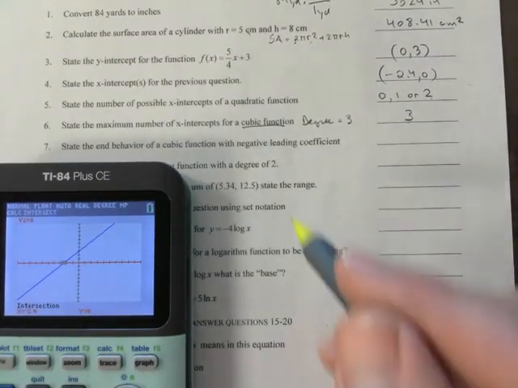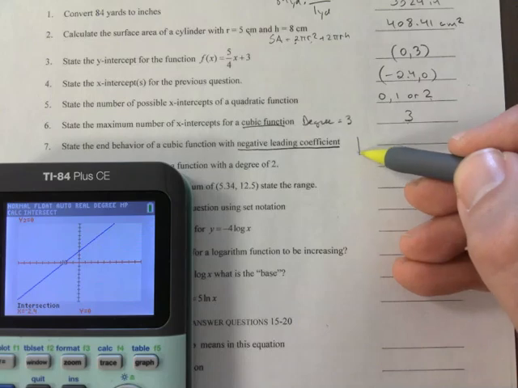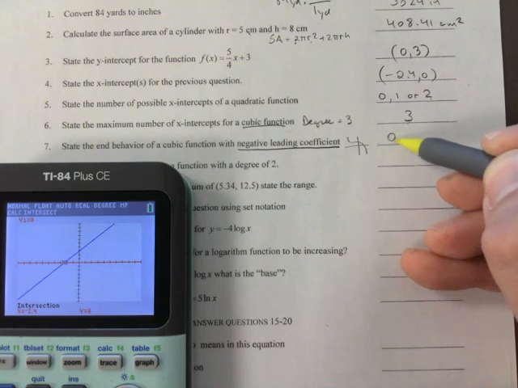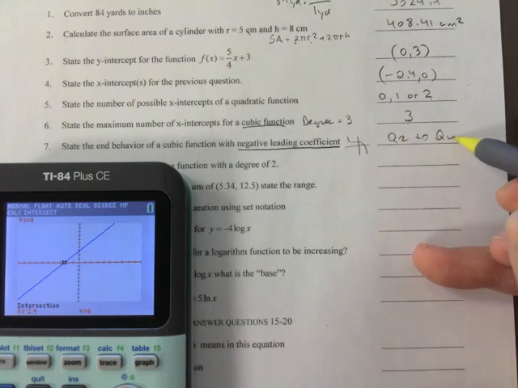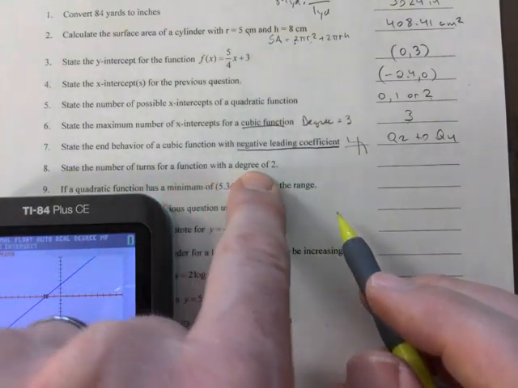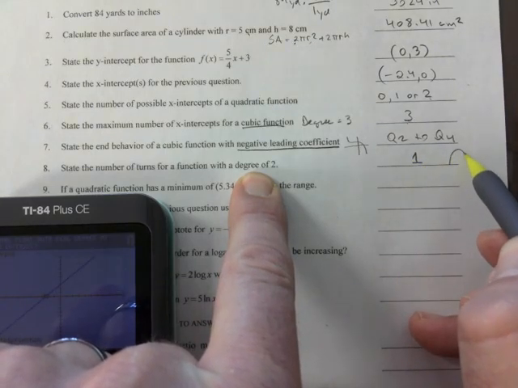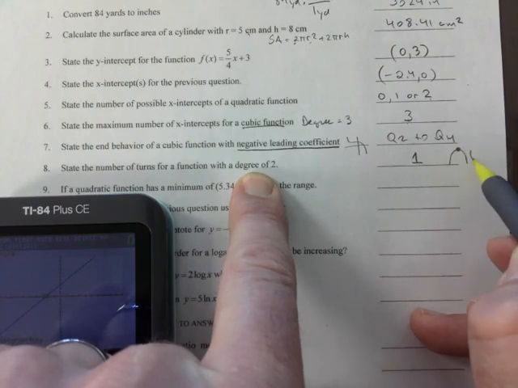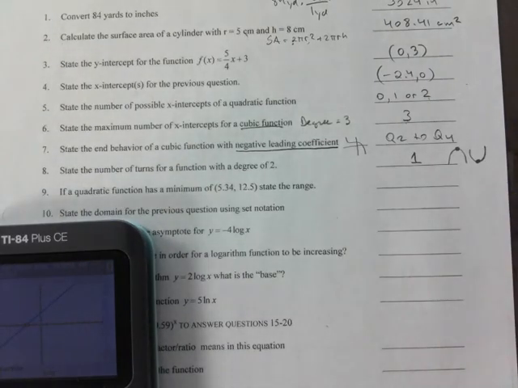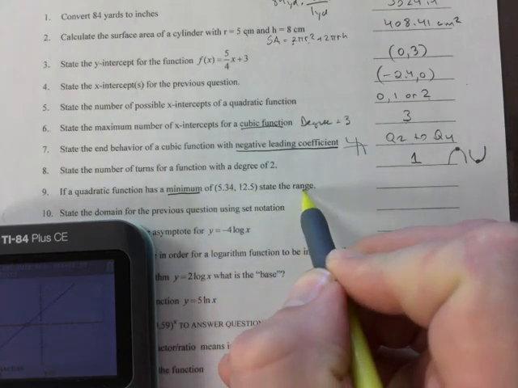The end behavior for a cubic with a negative leading coefficient, right? So it's the same as a linear. So it would start here and then end up there. So it would be Q2 to Q4 if it's negative. Number of turns for a function with a degree of 2, there's 1 turn, right? It's either a turn there at that point at the vertex or a turn there. So it's 1.